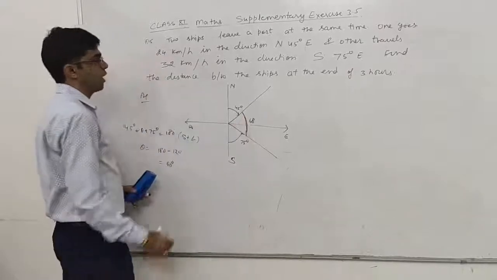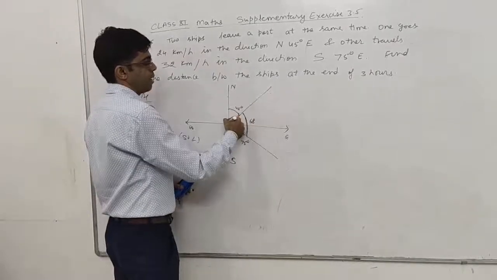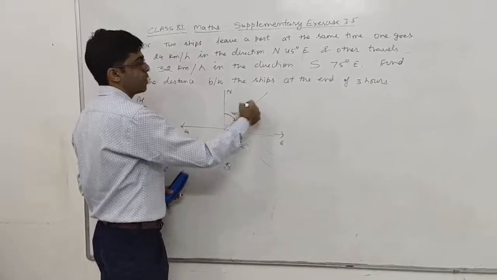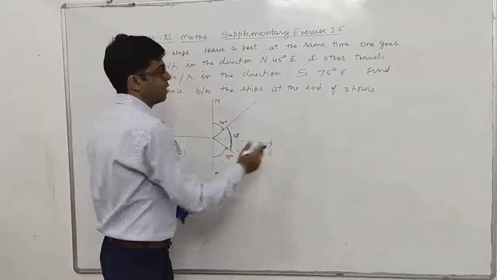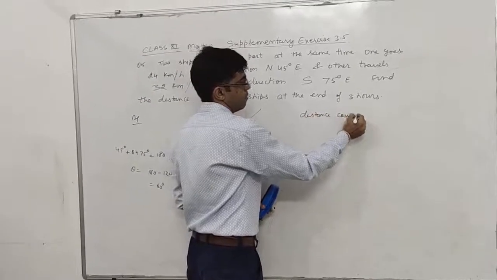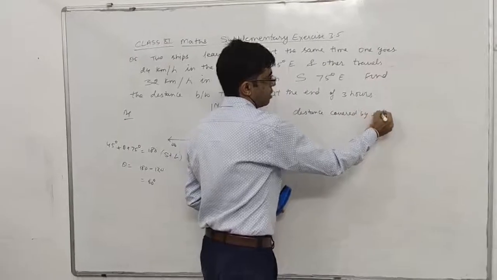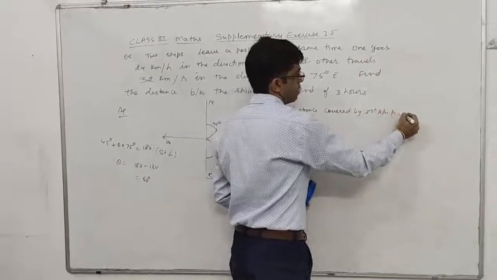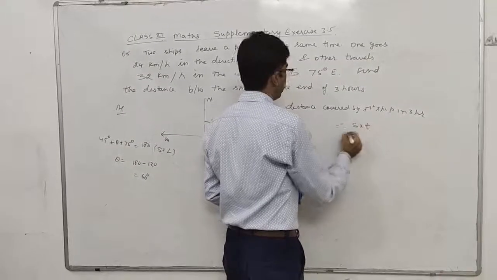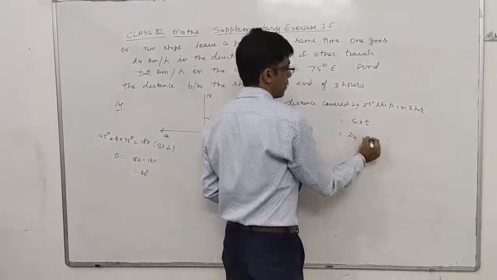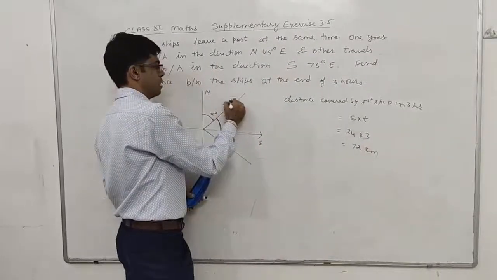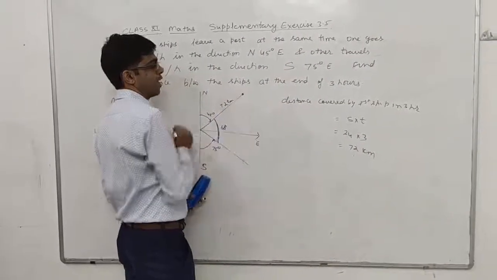Now the question is to find the distance between the ships. The speed of the first ship is 24 km per hour. So the distance covered by the first ship in 3 hours is speed multiplied by time. Speed is 24 multiplied by 3, 72 kilometers. So this is 72 kilometers. Suppose this is the ending point.